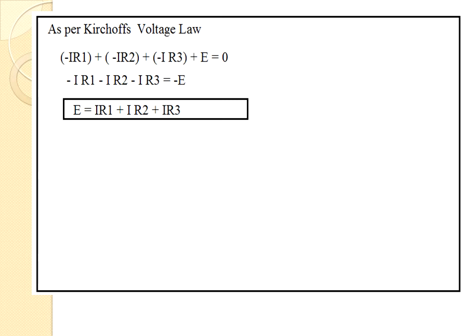Hence finally we get E equal to I into R1 plus I into R2 plus I into R3. Then if you take I as common, it is possible to calculate I equal to E divided by R1 plus R2 plus R3.